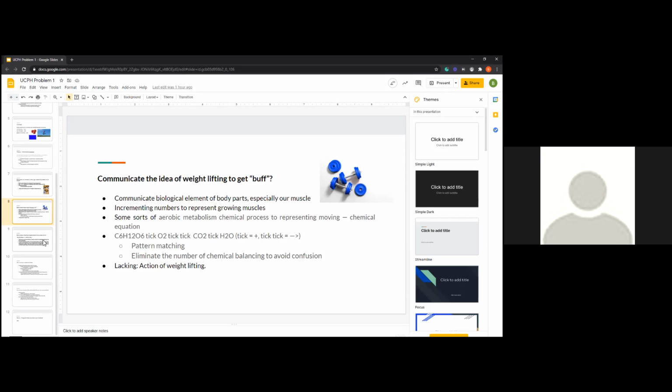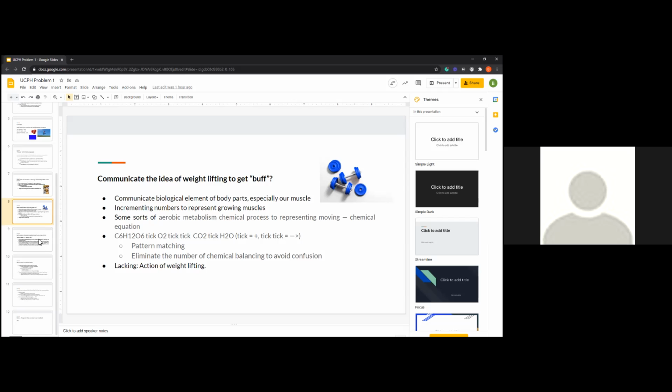For example, tick 1 muscle, tick 2 muscle. And then we can use some sort of aerobic metabolism chemical process to represent movement using a chemical equation. For example, C6H12O6, tick, O2, tick tick, CO2, tick, H2O. We're using tick to represent plus and tick tick to represent the arrow in the chemical equation.